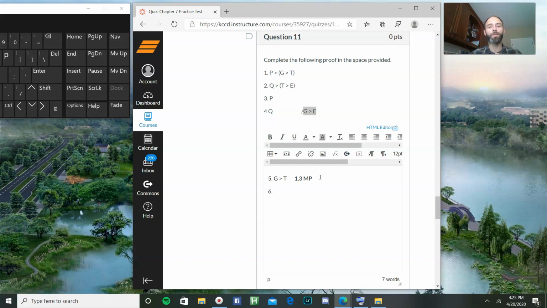So hopefully that makes sense. In fact, let me just finish this proof up so that it's totally clear what I expect the answers to look like. So you'll get G horseshoe T, that's 1, 3. Then you'll use lines 2 and 4 to get T horseshoe E. And 2, 4 again, we did MP to do that.